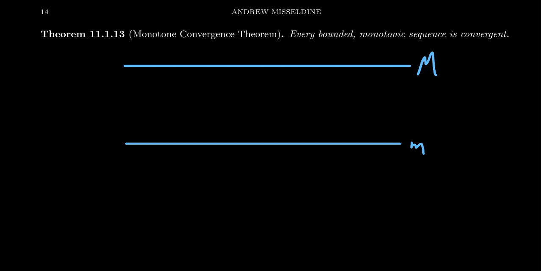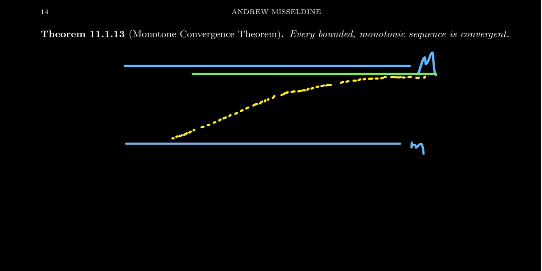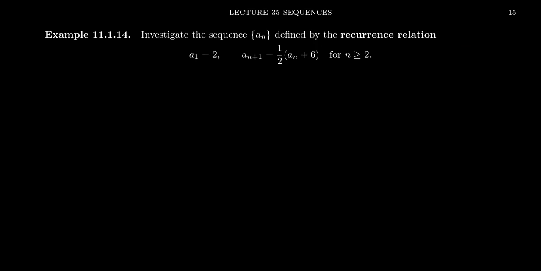If you're bounded between these two values and your function is increasing, it can go up, up, up, up, right? But there's somewhat of a limit. You can't just keep on going up forever. Your rate of increase kind of has to slow down with time. And at some point, you're going to taper off at some value. And that value is going to be the limit here. So we get some limiting value. So if the function's bounded and monotonic, then it'll always be convergent. So let's see an example of why that might be useful.